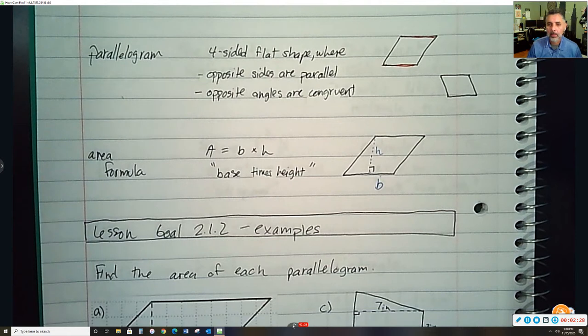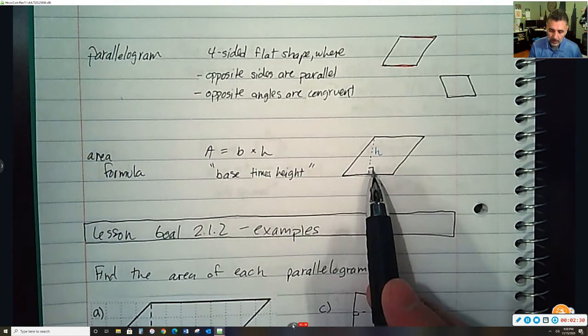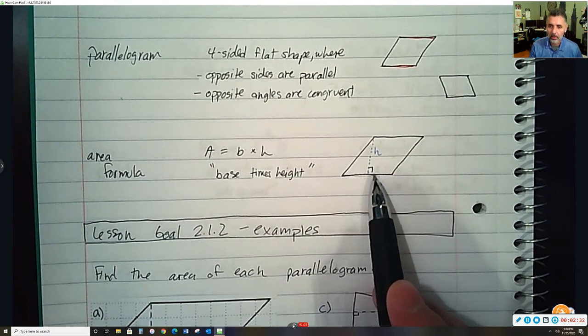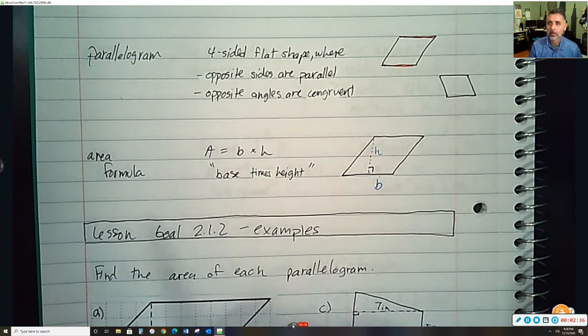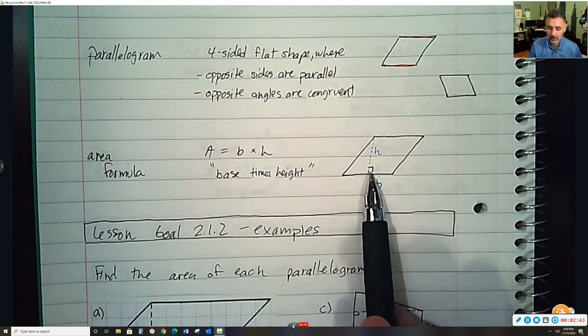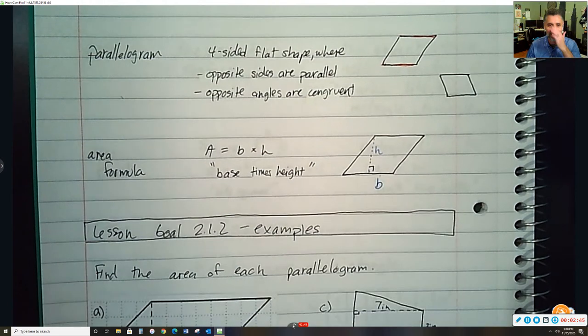A lot of times in the diagrams, you can find the height by looking for this little square. That just means the height and the base are 90 degrees or perpendicular to each other. But just look for this in the height. Okay. So let's move on. And then we have some examples here.